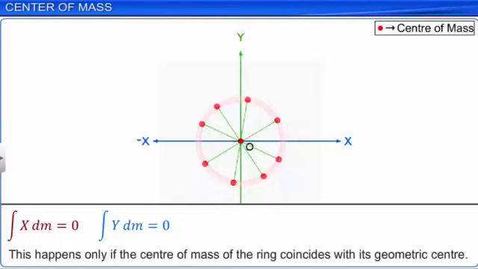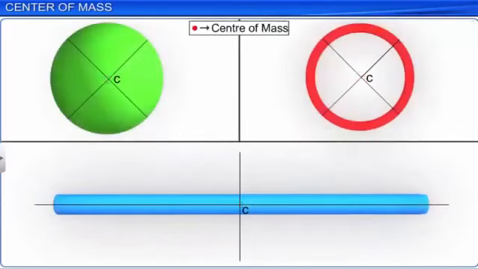Based on similar symmetry considerations, we can prove that the center of mass of a thin rod, uniform disk, uniform sphere, and other such regular bodies lies at their geometric center.